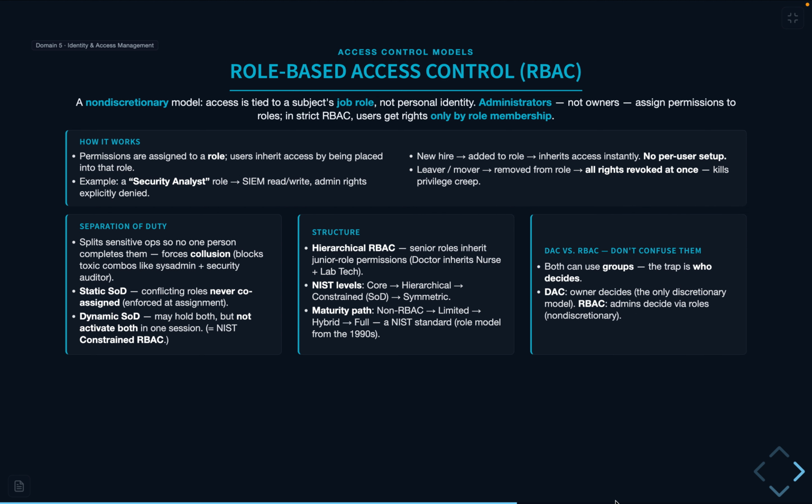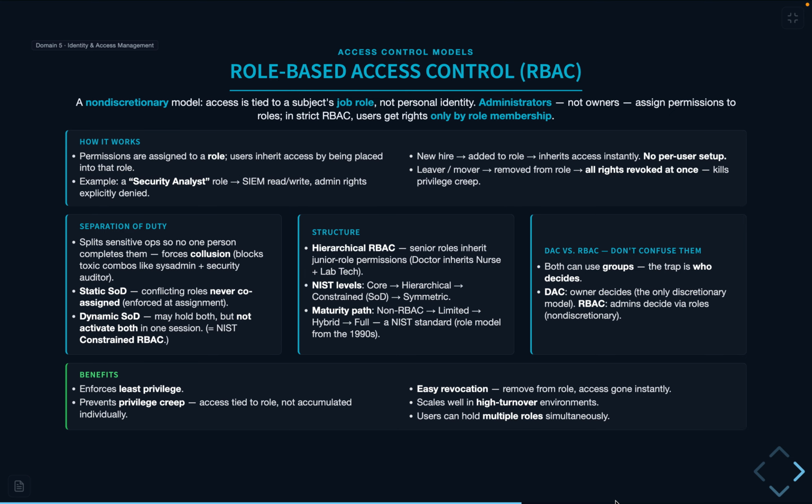So discretionary access control and role-based access control both use groups. However, in discretionary access control, the decision is made by the owner of the object. So he can distribute the permissions of the objects which he owns to other subjects. However, in role-based access control, it is done by the administrator centrally. So the role-based access control model is non-discretionary. So it is not at the discretion of the owner of the object.